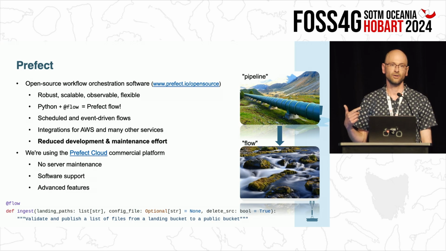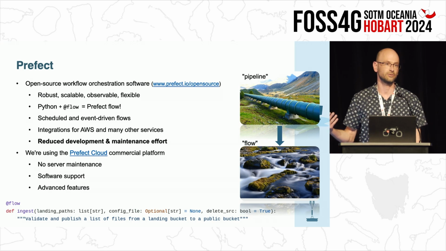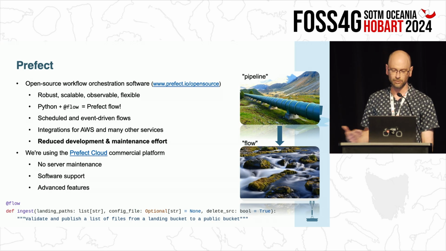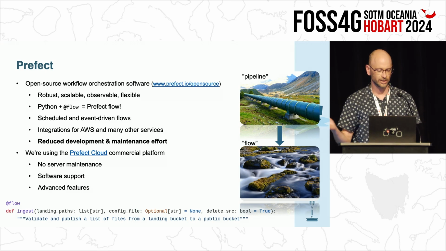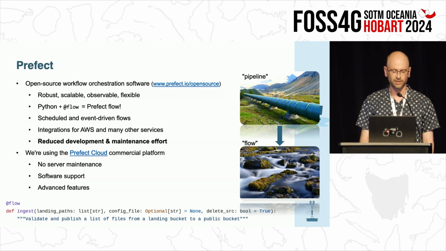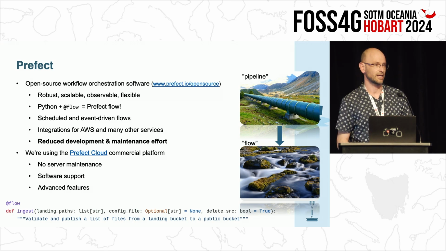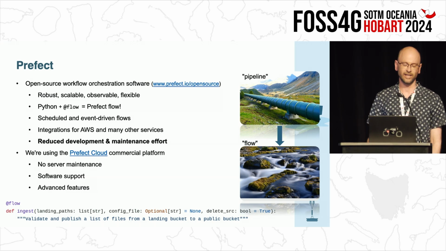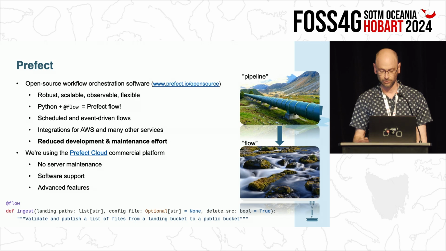You can then observe it on the Prefect interface. You can schedule it. You can retry when it fails. And we can deploy it to whatever infrastructure we like. In our case, that happens to be AWS, but it could be anything else. The bottom line is it reduces our development and maintenance effort. Now, further to that end, we're actually using the commercial Prefect Cloud platform to give us more advanced features, software support, and a server we don't have to maintain.